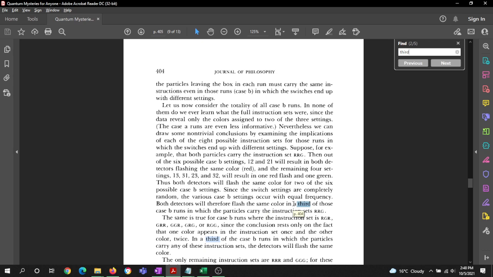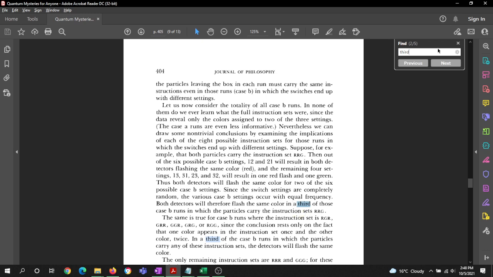So the way I got it for the instruction set one is there are 6 different options where the settings are different. 6 out of the 9, but the settings are different, right? Yes. And for the possible instruction sets where they have 2 of the same color, it's 2 out of 6 times that the same color should flash. So it'd be a 1 out of 3 chance that the same color should flash. Okay, you're absolutely right.